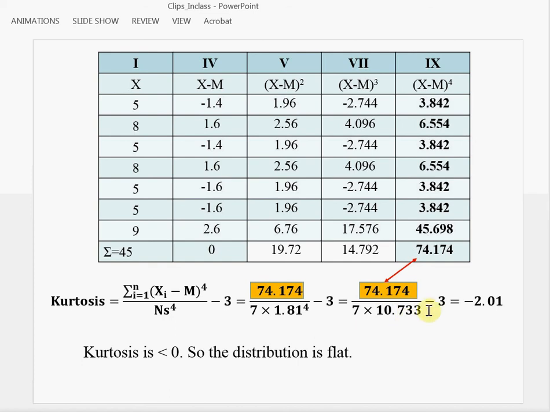The 0.99 minus 3 gives us negative 2.01. This is the kurtosis that we are looking for. Since this is a negative number, we say that the distribution of this data set is flat. This means that we use a normal distribution as a reference. Later on, we're going to discuss the characteristics of normal distribution. This data set compared with a normal distribution is flat.